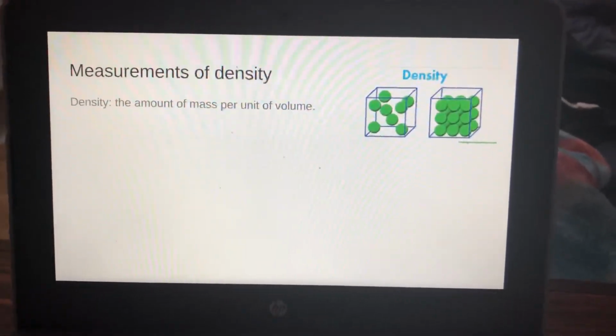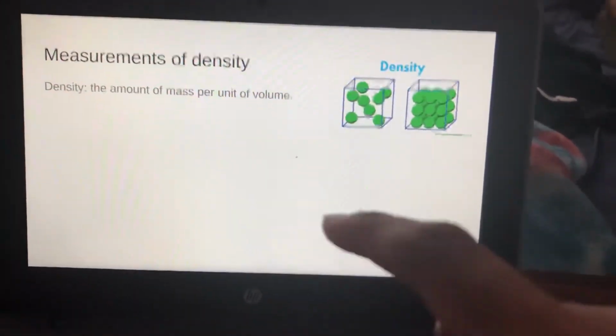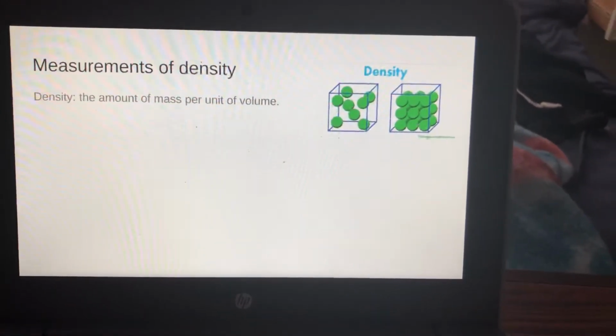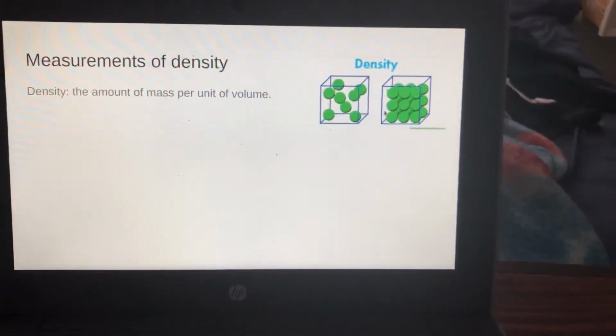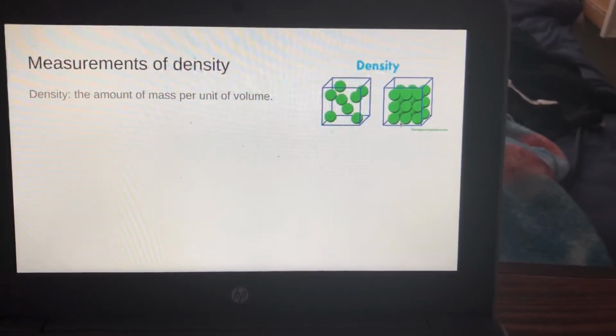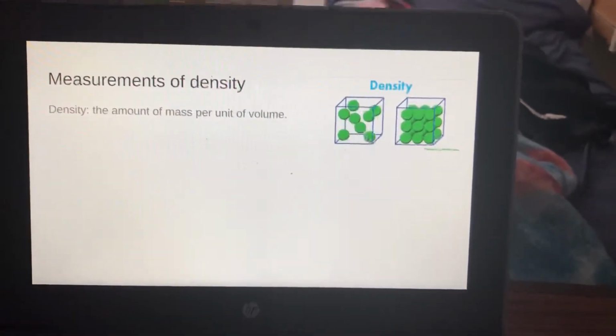Measurements of density. Density, the amount of mass per unit. As you can see right here, the box to the right is more dense than the box to the left because they're closer together, and this is less separate.